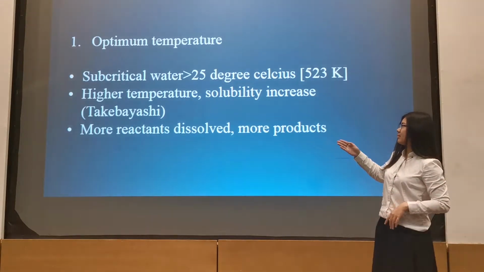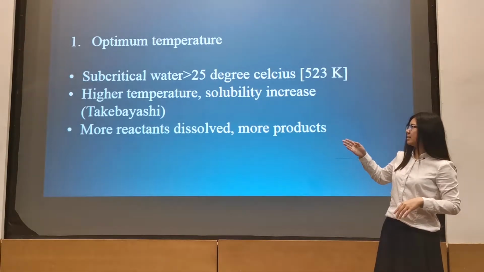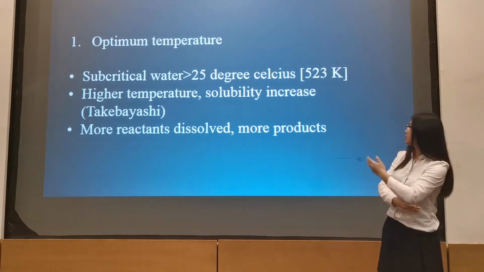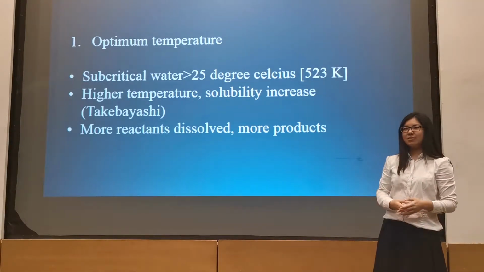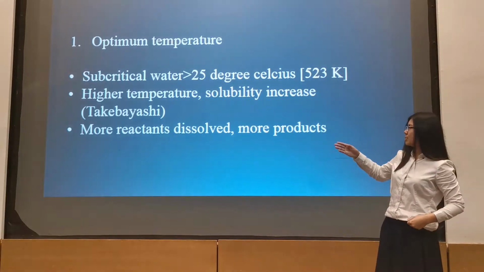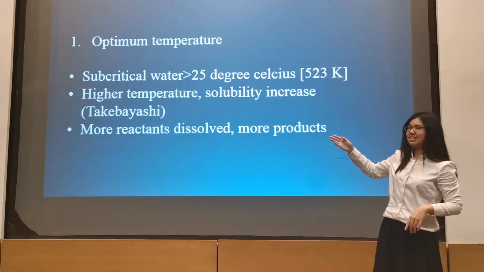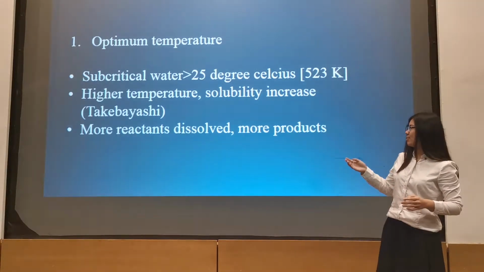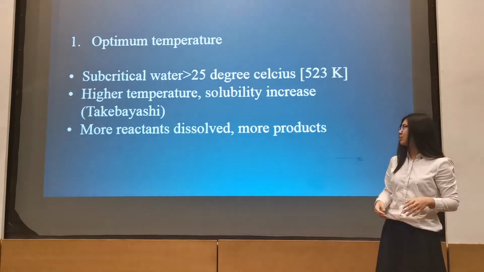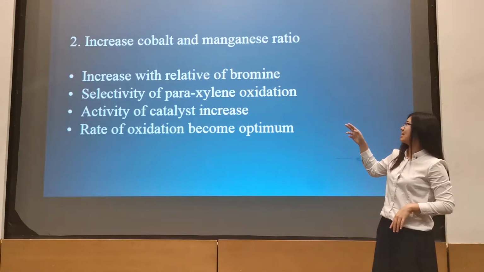For the first one, we use optimum temperature. We purify our TA in subcritical water, which is higher than 25 degrees Celsius. We use 523 K, which is the optimum temperature for purified TA. When the temperature is higher, the solubility will increase, based on Takabayashi's research. So there will be more reactants dissolved in the water when the solubility increases, which will also increase the products and the yield.